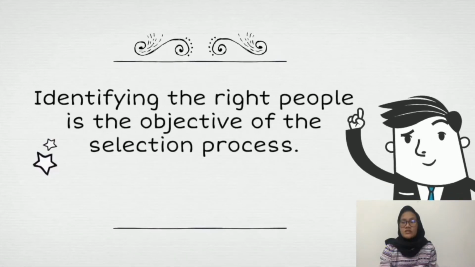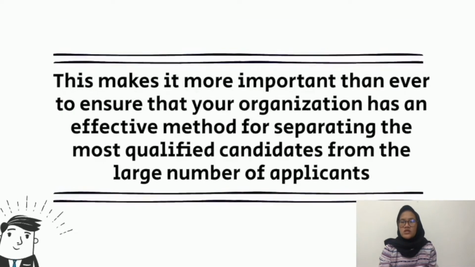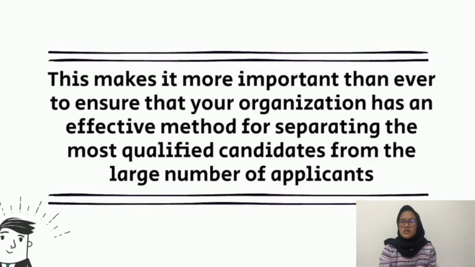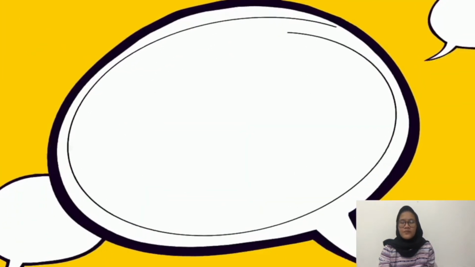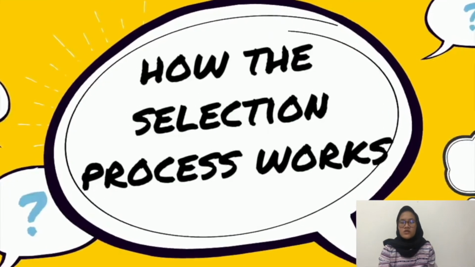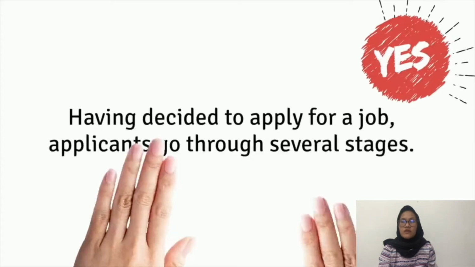Identifying the right people is the objective of the selection process. This makes it more important than ever to ensure that your organization has an effective method for separating the most qualified candidates from the large number of applicants. The first is how the selection process works. Having decided to apply for a job, applicants go through several stages.